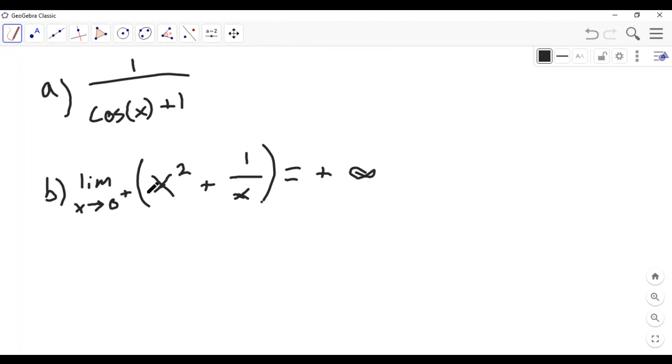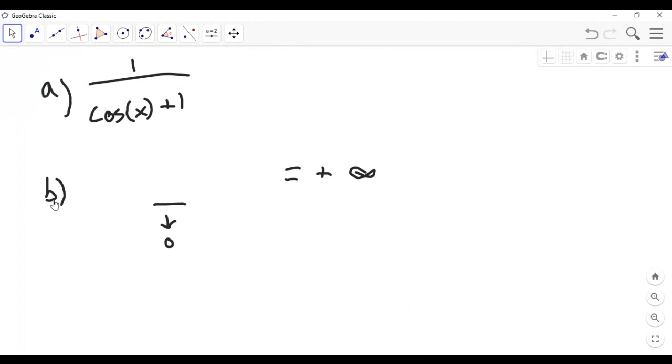B is positive infinity because, of course, this x squared term is going to go to 0, but then this 1 over x term, you can think of as being divided by a smaller and smaller positive number because we're approaching from the positive side, so it's going to get bigger and bigger and go to infinity.